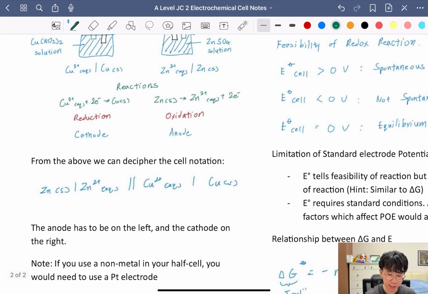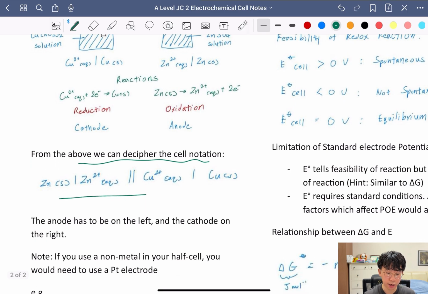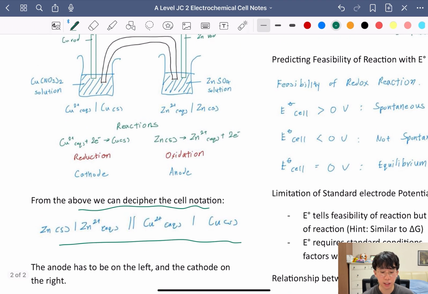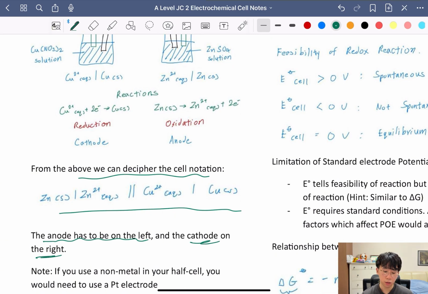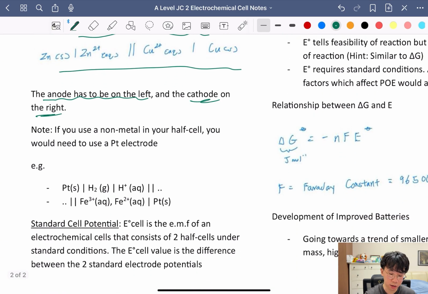We can decipher that the cell notation is actually like this, okay? And this is because the left side is usually the anode. Okay, this is the part that oxidizes, and I know my zinc solid oxidizes to zinc 2+, okay, and my cathode is on the right side. If you use a non-metal in your half cell, you will need a platinum electrode instead.